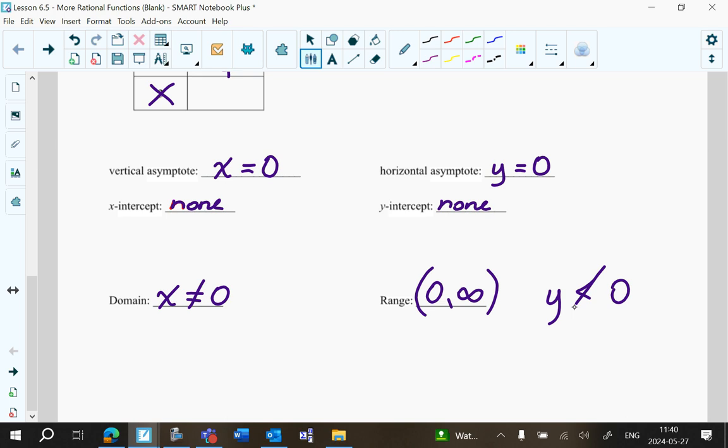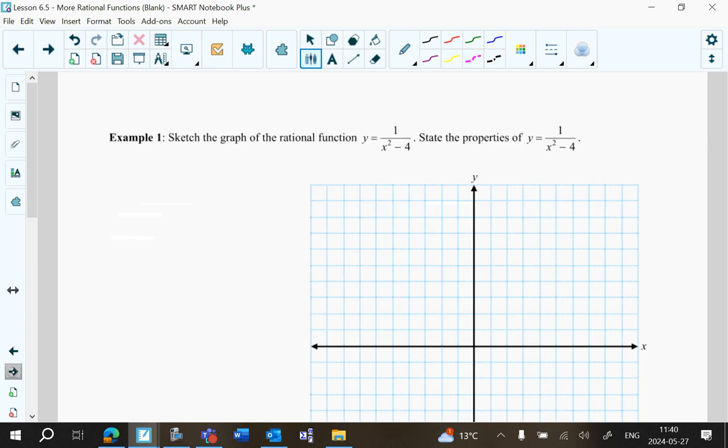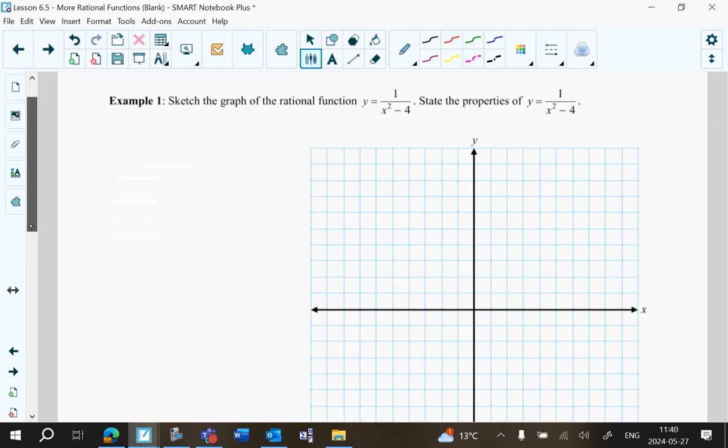Okay, so that's what it looks like when we've got an x squared on the bottom. What happens, and there's two different types of examples, what happens when we have a number down there with the x squared and we're subtracting or we're adding? Okay, we're going to look at one of each.